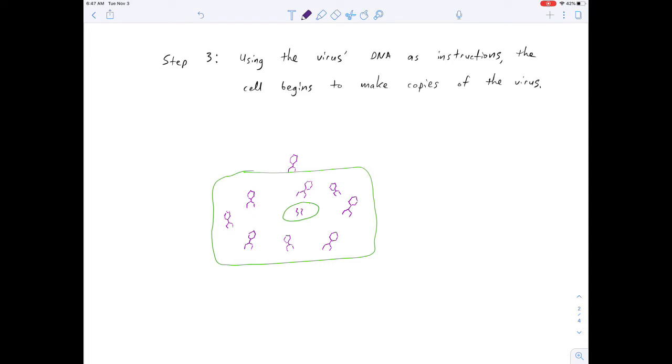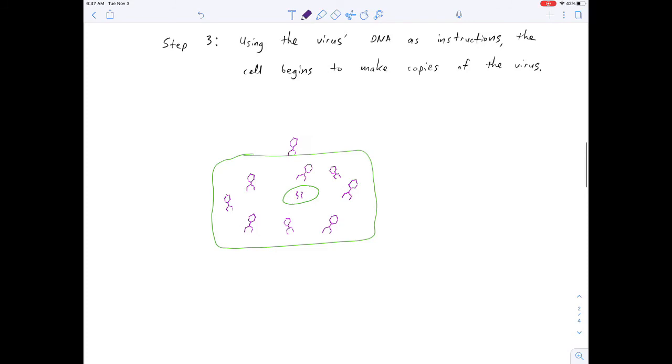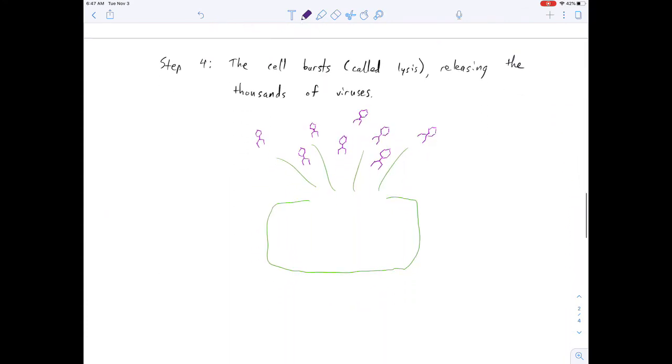And so, since they can't reproduce on their own, the virus uses the cell's resources to make more viruses, and they end up making thousands of viruses in just one cell. I just drew like 8. Then, once that virus has worked the cell to death, it's called lysis. The cell just bursts, and that releases those thousands of viruses, and then each one of those viruses goes and finds a new cell to take over.